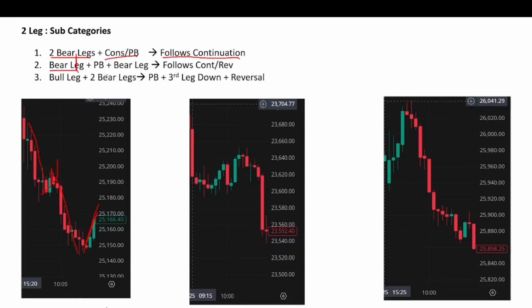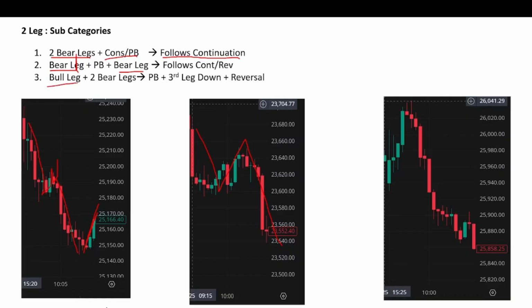Next one is bear leg plus pullback plus bear leg. So bear leg, pullback, bear leg. So it also follows continuation, in some cases reversal, but the reversal conditions that we are already looking out for. Okay, and then bull leg.